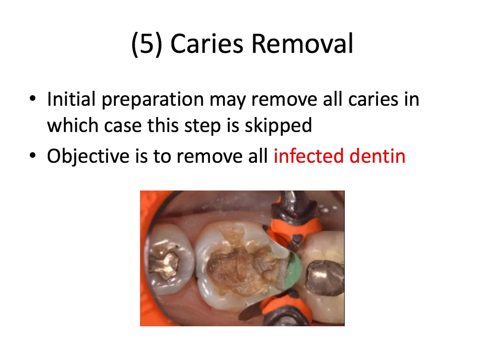So the initial preparation may remove all caries, in which case this step is skipped entirely. But if there are caries remaining, we have to remove all infected dentin. So the elimination of any carious tooth structure or faulty restorative material left in the tooth preparation is happening now, and now we are concerned with the depth. So we've already taken care of the length and the width of the initial prep, but now, if and only if there are caries remaining pulpally or axially, this is the step to extend the prep as needed. So all of this infected dentin needs to go.